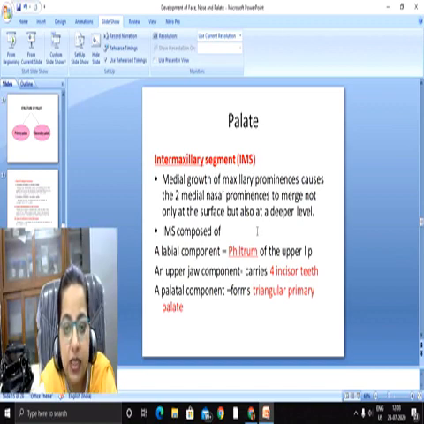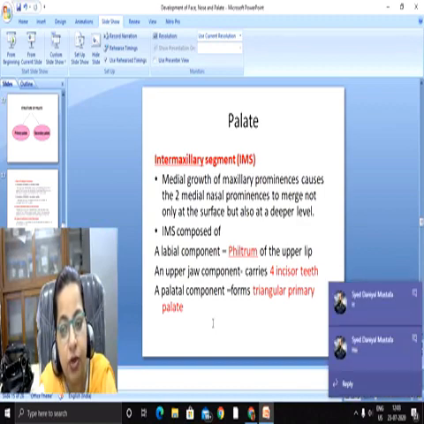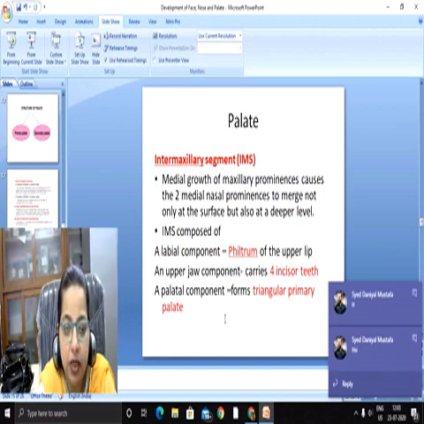So this intermaxillary segment is basically composed of three components. One is the labial component that forms the philtrum of the upper lip. Then there is an upper jaw component which carries four incisor teeth. And a palatal component that forms the triangular primary palate.